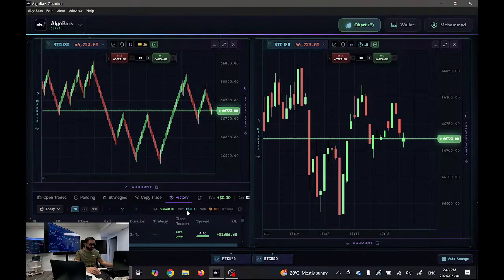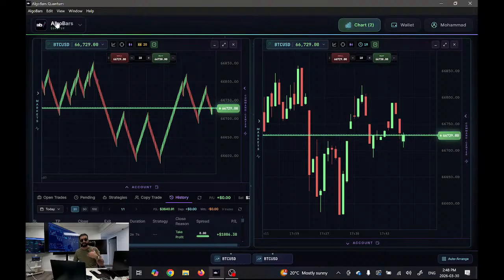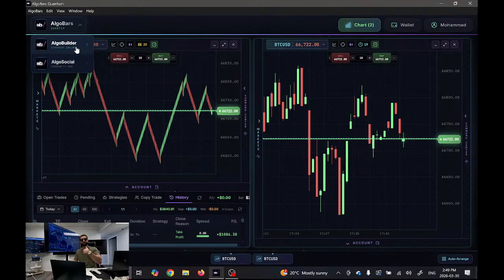So where do you backtest and forward test? Thomas, you can do this backtest and forward test right on our platform. If you just go to Algo Builder, you can run the test right on the platform.